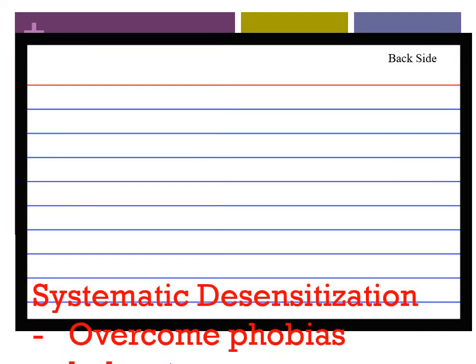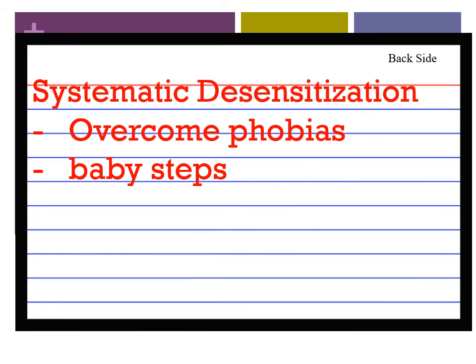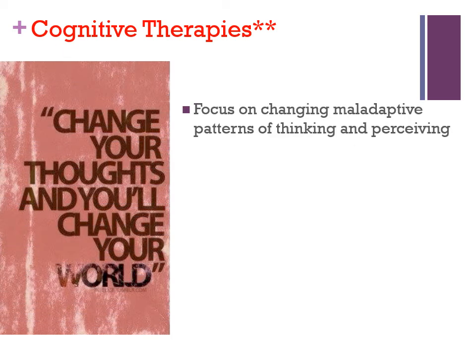Oh, and on the back side, systematic desensitization. So you can overcome phobias in baby steps. All right, then we have cognitive therapies. Cognitive therapies are focused on changing bad patterns of thinking.